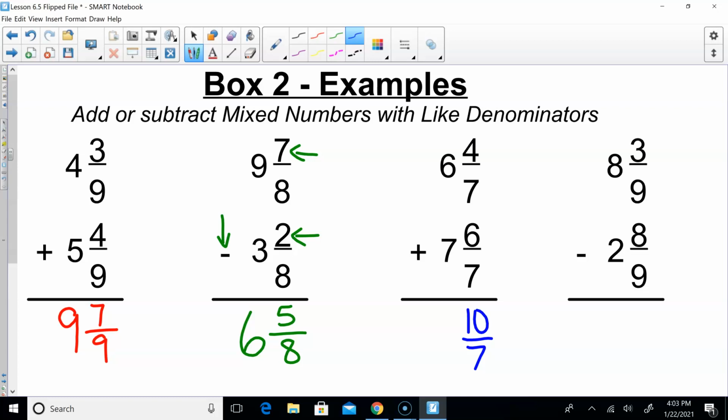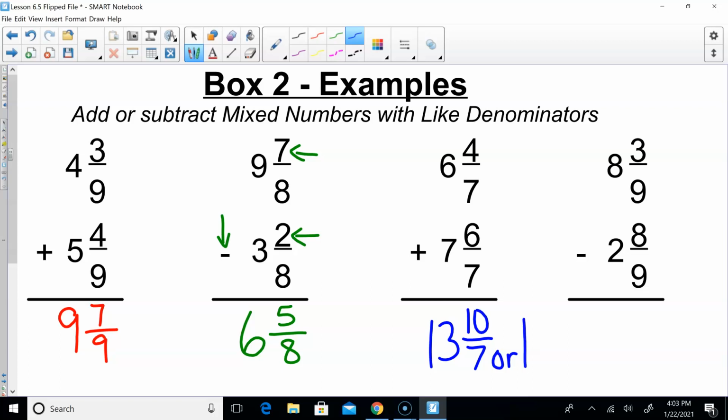And then 6 plus 7 is 13/7. So I have 13 and 10/7. Now since this has a fraction greater than 1, I can't leave it like this. So with this one, I can only have 10 pieces left. So I'm going to take 7 away and make one more whole.